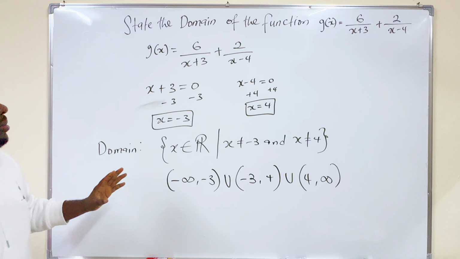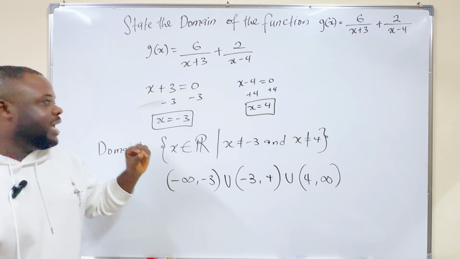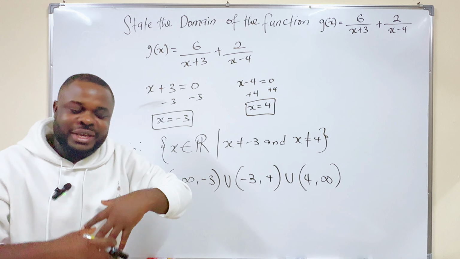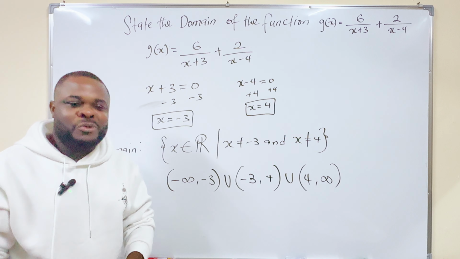So what it simply means is that x cannot be negative 3, x cannot be 4. If x is any of these, this entire function will be undefined, or sometimes we call it invalid.